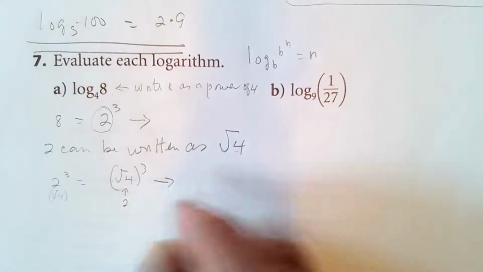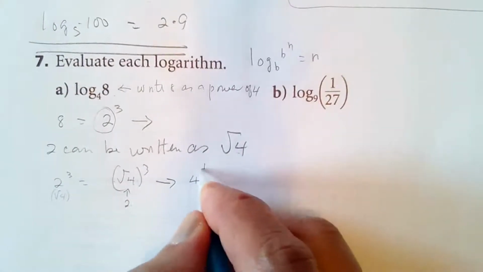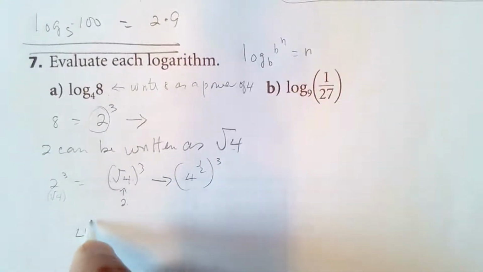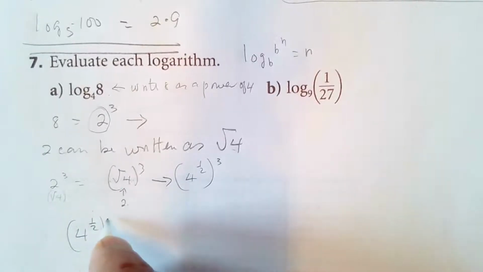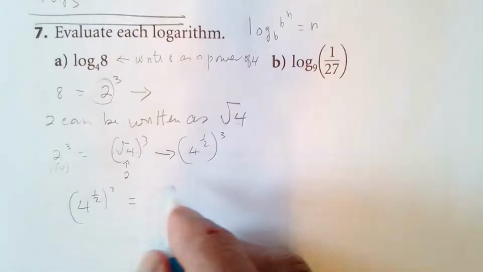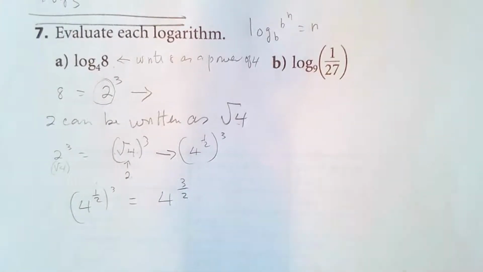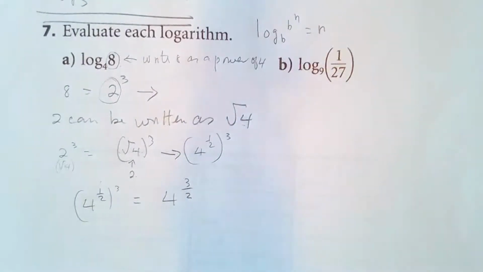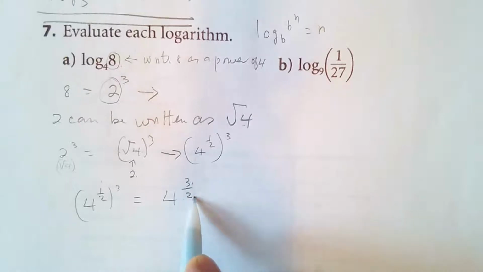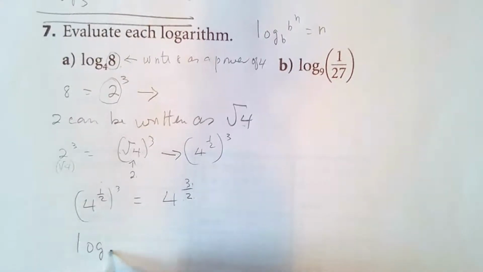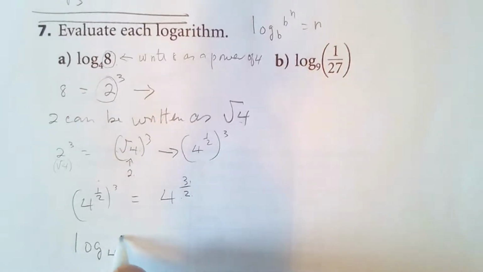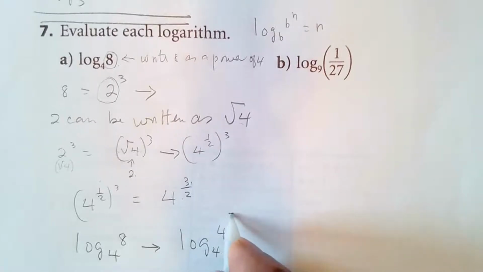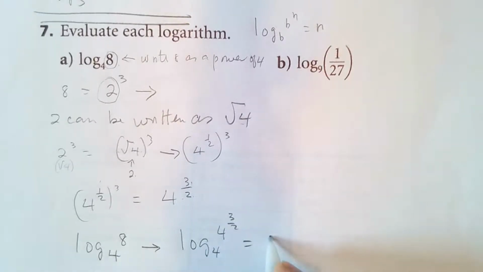Now, if we write this as an exponent, it becomes 4 to the power of a half, to the power of 3, which gives me 4 to the 3 over 2. So now I replace 8 with 4 to the 3 over 2. So we see log base 4 of 4 to the 3 over 2, which is equal to 3 over 2.